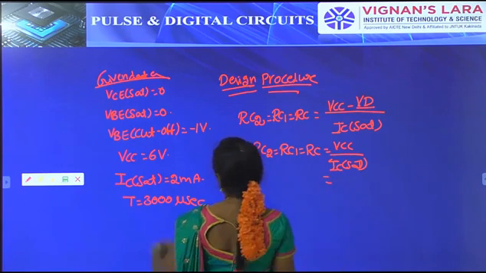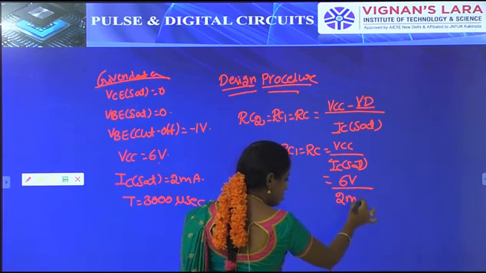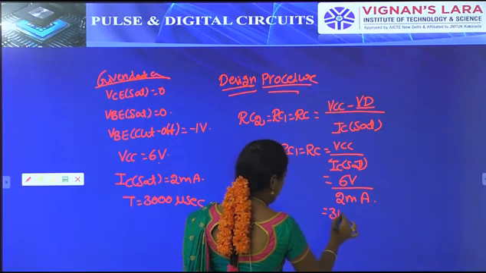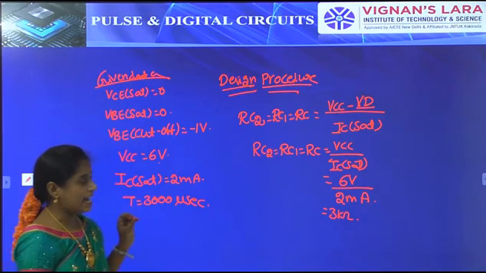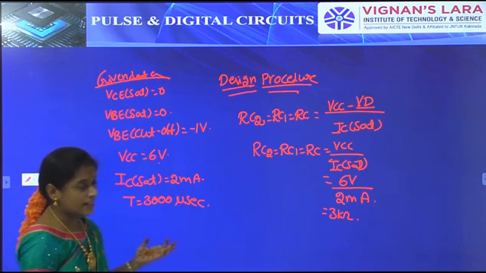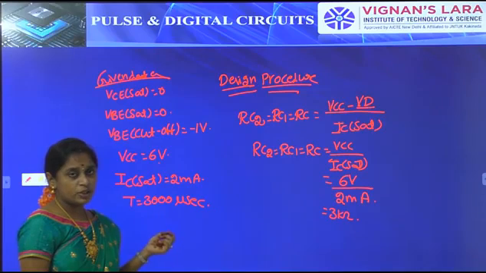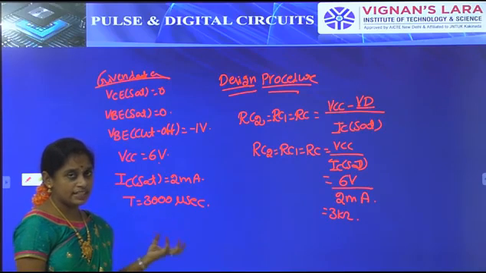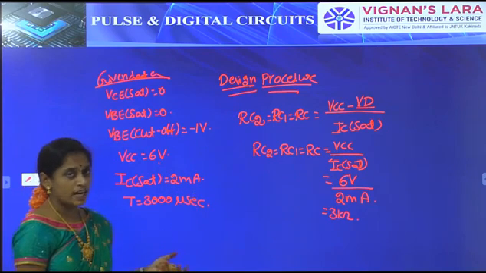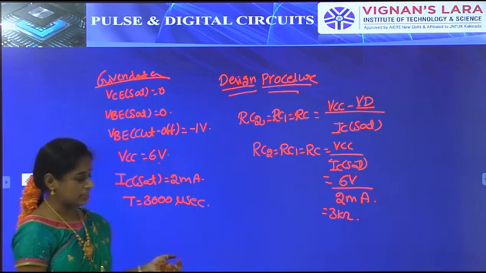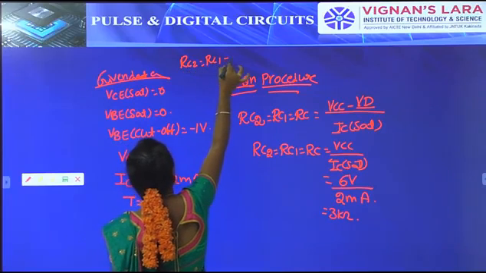What is the VCC value? VCC will be 6 volts, and IC sat they give as 2 milliamperes. So simply this value will be 3 kilo ohms. So first we find RC, that is RC equal to VCC minus VD by IC sat. Here transistor Q2 is in on condition, so the collector voltage will be VCE sat, which is 0. We get VCC by IC saturation, that is 6 volts by 2 milliamperes, then we get the 3 kilo ohm resistor, that is RC2 and RC1, which is equal to RC.